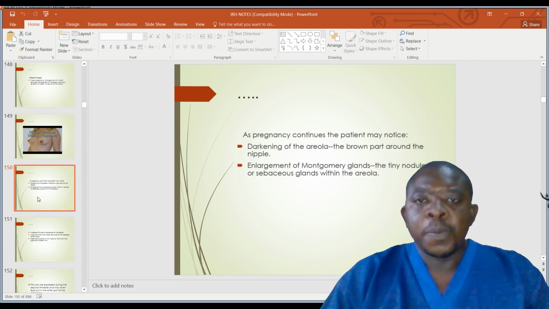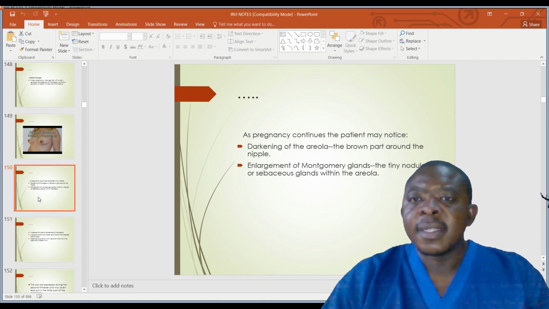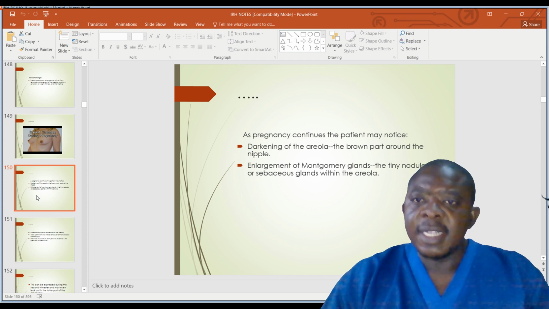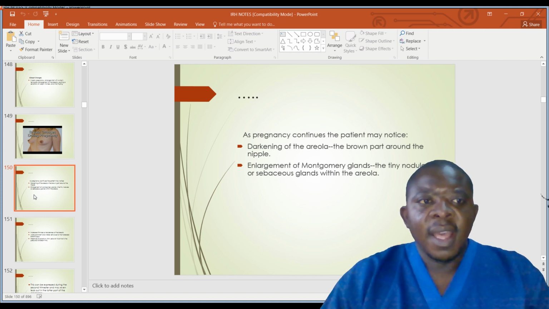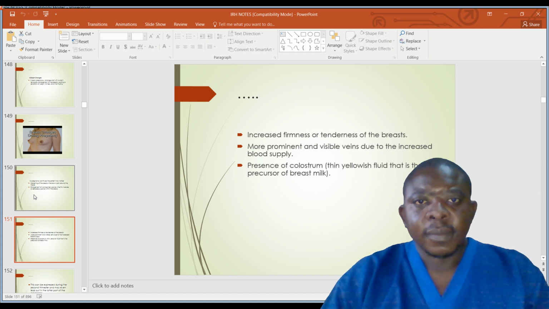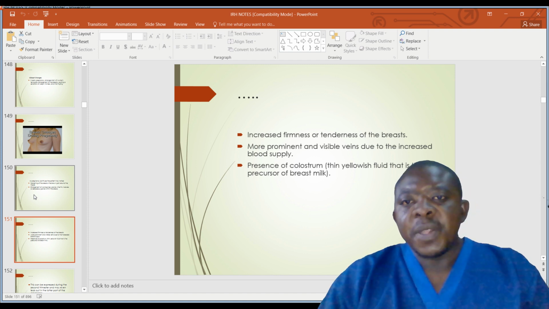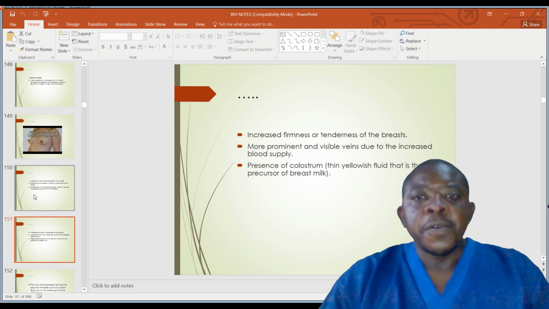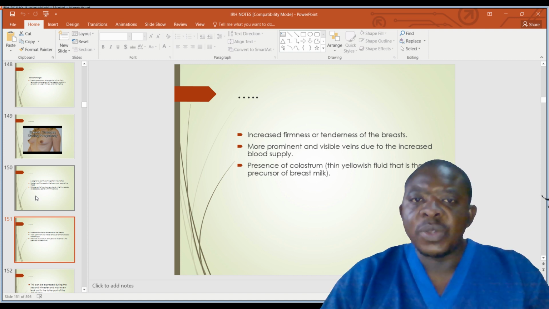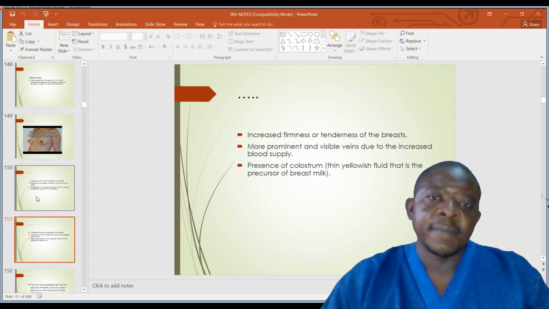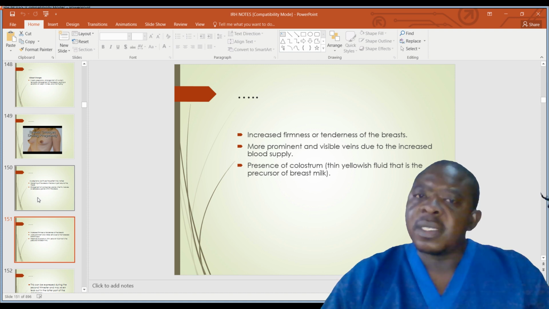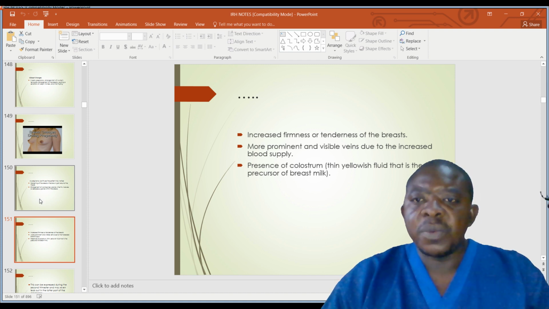As pregnancy continues, the patient may notice a darkening of the areola, the brown part around the nipple, enlargement of Montgomery glands, that is, the tiny nodules or sebaceous glands within the areola. Increased firmness or tenderness of the breast, more prominent and visible veins due to increased blood supply. There can also be presence of colostrum, which is thin yellowish fluid that is the precursor of breast milk.